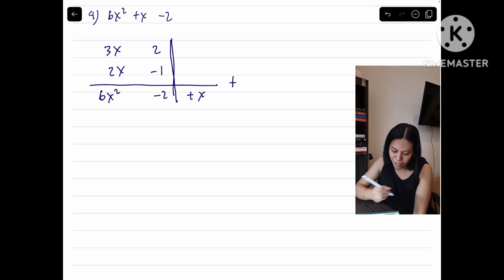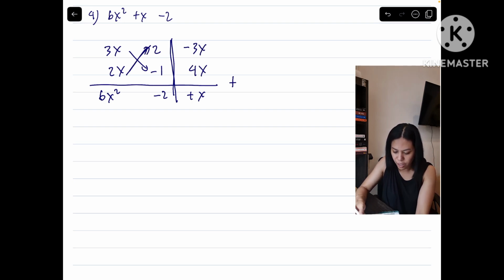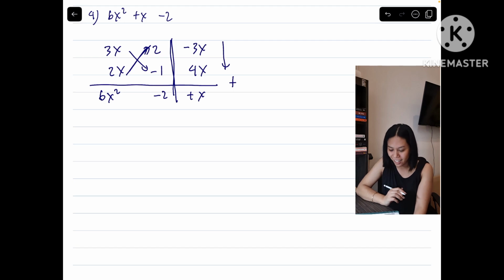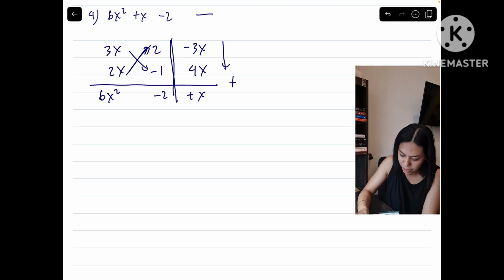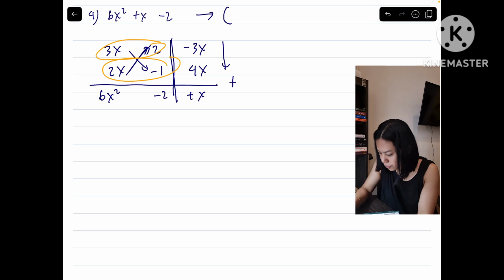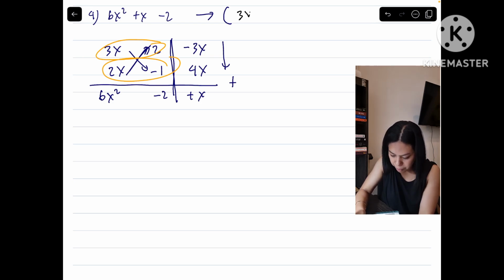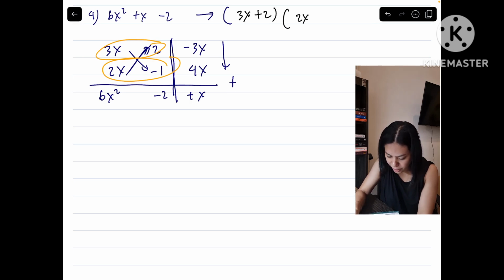Oh, I think I'm getting it correct on my first try. So crisscross, there, negative 3x, and then positive 4x. 2x times 2 is positive 4x. If I add, oh yeah, I got it on the first try. It is positive x, so negative 3x plus 4x is just positive 1x. Correct. So the factorized form is horizontal again. So horizontal, that is 3x plus 2, and then 2x minus 1.